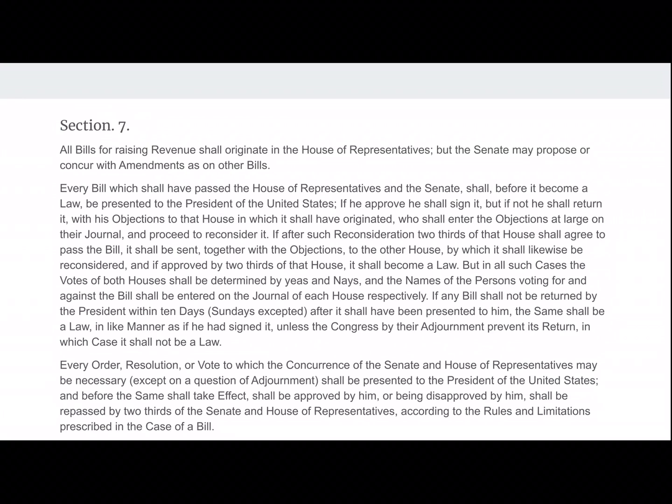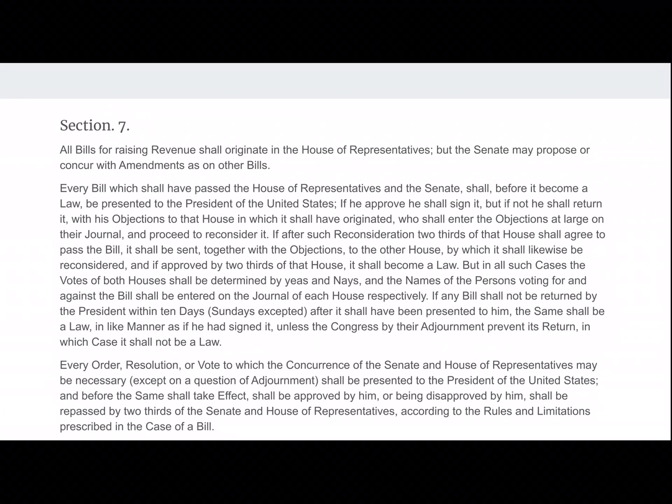If after such reconsiderations 2/3 of that House shall agree to pass the bill, it shall be sent, together with the objections, to the other House, by which it shall likewise be reconsidered, and if approved by 2/3 of that House, it shall become law. But in all such cases, the votes of both Houses shall be determined by yeas and nays, and the names of the person voting for and against the bill shall be entered into the journal of each House respectively. Journal just means their logs, their roll call, their records.